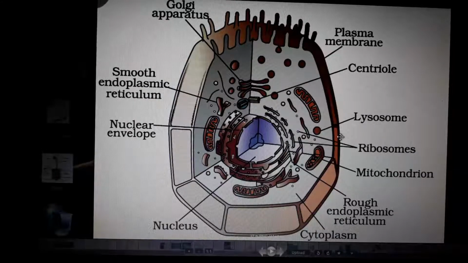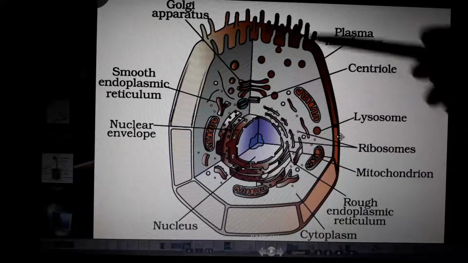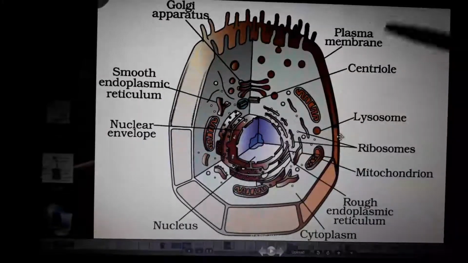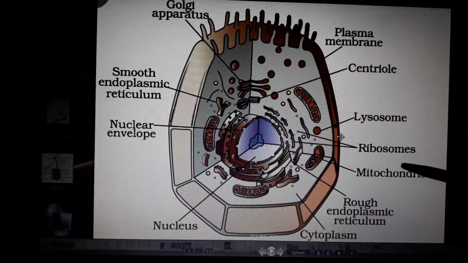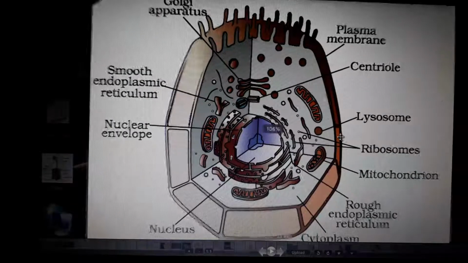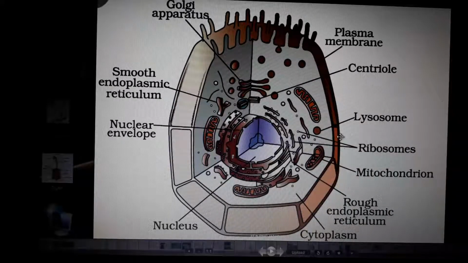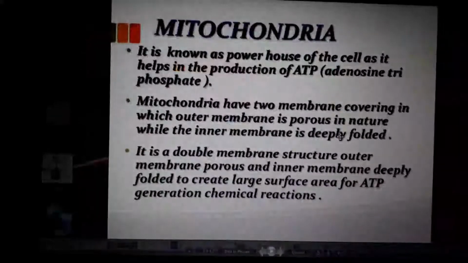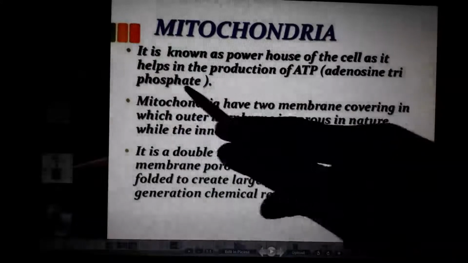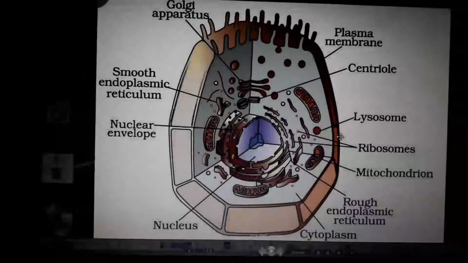So next is centriole, leave it. Lysosome, the suicide bag, also cleans the entire cell. Next one is ribosomes, leave it. Mitochondria, it is the powerhouse of a cell. Powerhouse means it stores what? It stores energy in the form of what? You already studied. Adenosine triphosphate, isn't it? You have to learn that by heart. It is stored in this mitochondria.